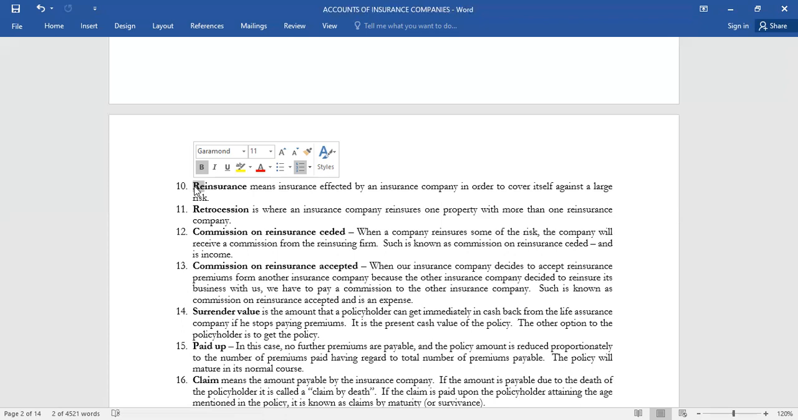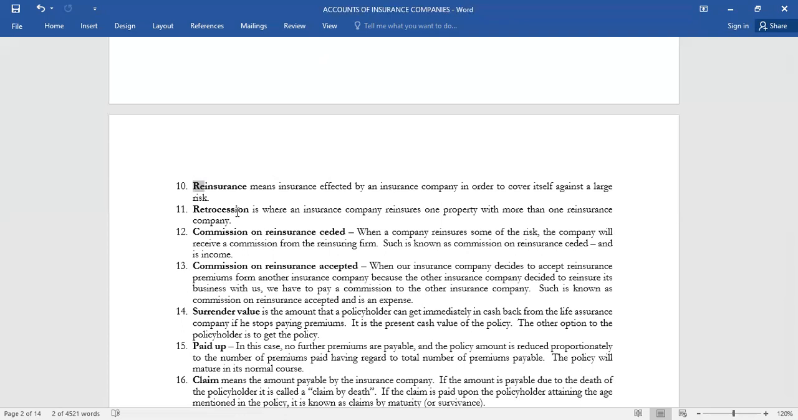Then you have retrocession, and retrocession is where an insurance company reinsures one property with more than one reinsurance company. So I've said we have Kenya Re, we have East African Reinsurance. So CIC Insurance would also decide, instead of taking this risk only to Kenya Re, why don't I diversify? Because the cost of the ship or the aeroplane is huge. So they're going to reinsure the ship with more than one reinsurance company. That's what you're calling retrocession. So reinsurance is one, more than one is retrocession.